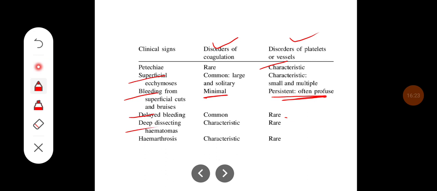Deep dissecting hematomas are very characteristic of disorders of coagulation. Hemarthrosis is also very characteristic of disorders of coagulation. Okay, so this is how, clinically, the disorders of coagulation and the disorders of platelets or vessel wall have to be differentiated.